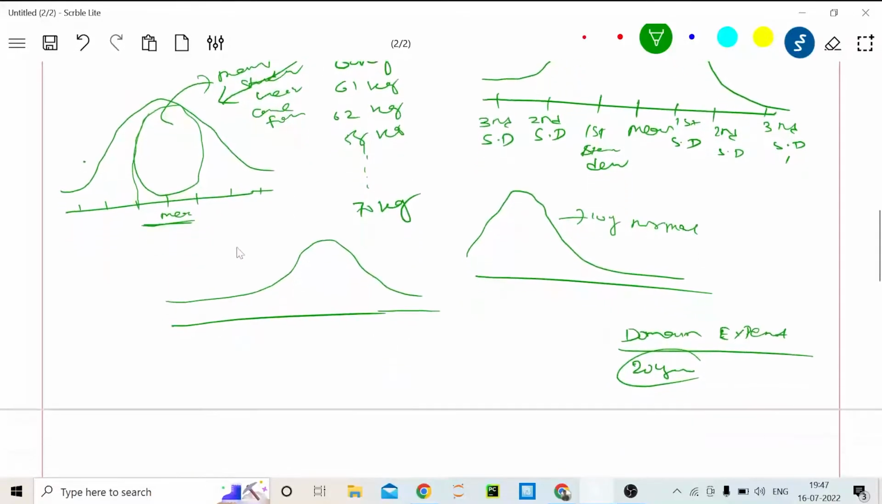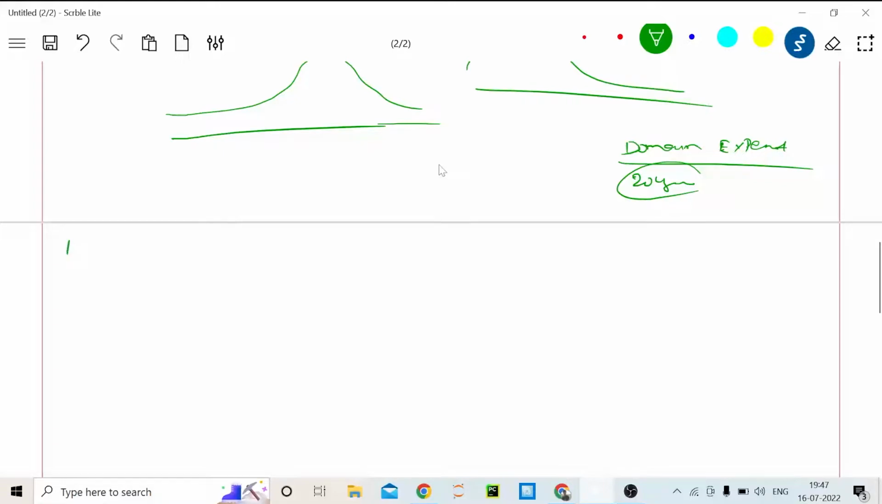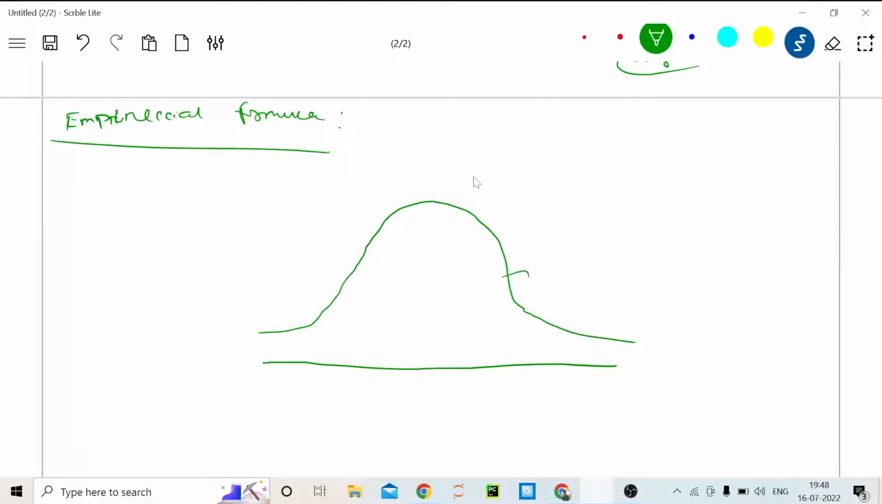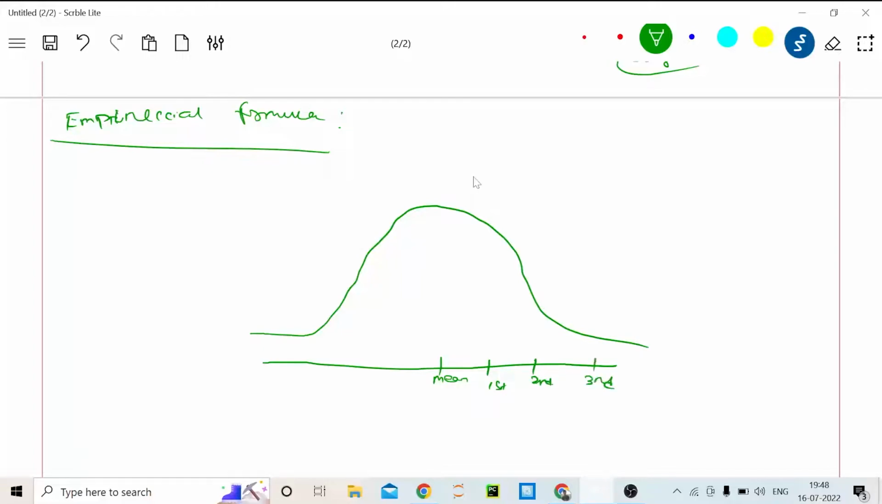I will tell you one more thing. There is also something called the empirical formula. Then what is the empirical formula? Let's say this is our distribution, and this is the mean, and this is the first standard deviation, second standard deviation, third standard deviation. Then what is the empirical formula?